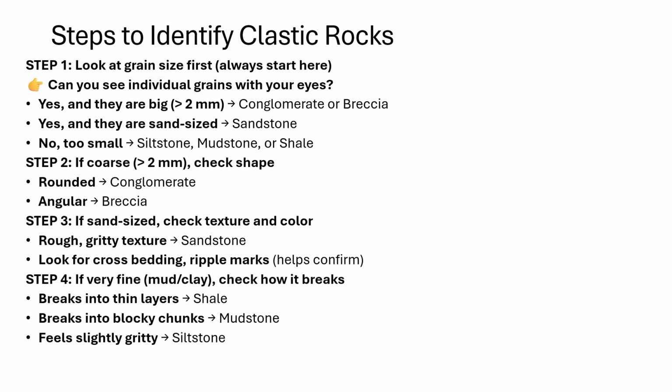And then shale will be in the form of layers, all right, like pages of your book. And then mudstone will be in a blocky way. And then siltstone, you'll still feel a little bit of sand particles inside that. Okay. Then, if it's coarse, greater than 2 millimeters, check the shape, whether it's rounded or angular. Then, if it's sand-sized, check texture and color. All right, rough, gritty texture, it's sandstone. Look for cross-bedding and ripple marks to confirm the sandstones.